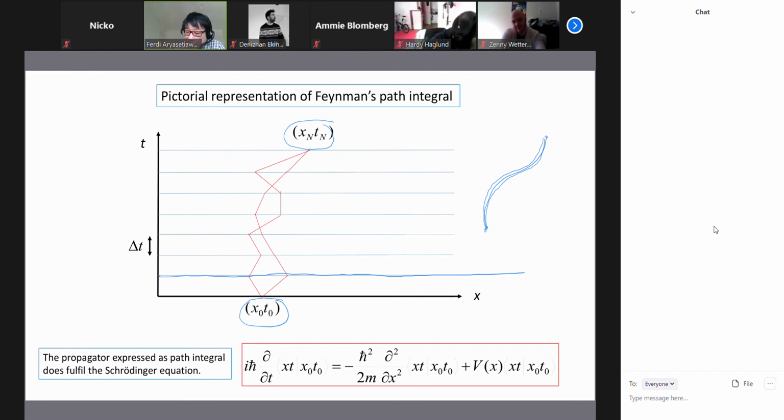So in the limit of classical action, so we're looking at the classical limit, we can understand this picture of summing over the various paths as summing over the important paths that are close to the classical paths.